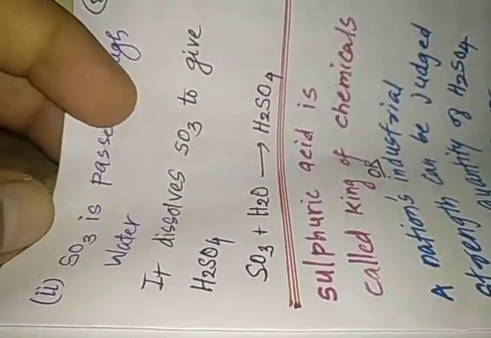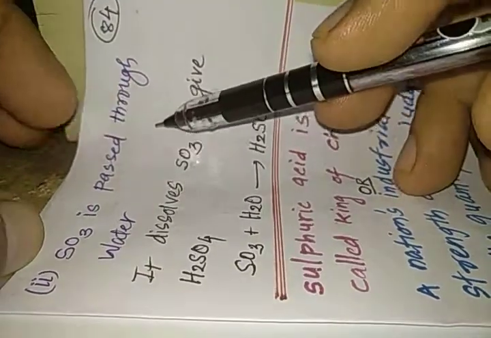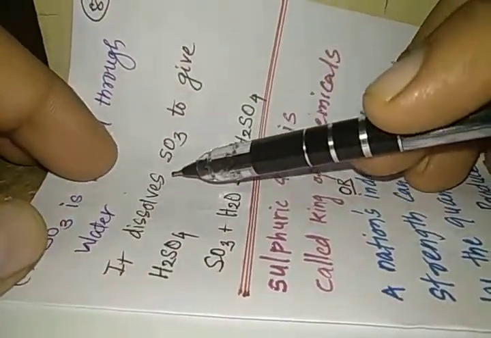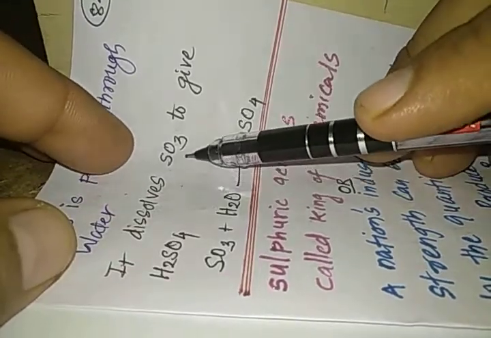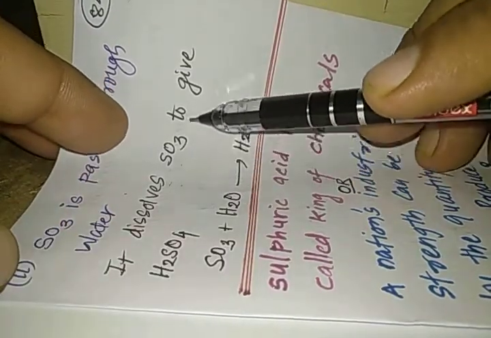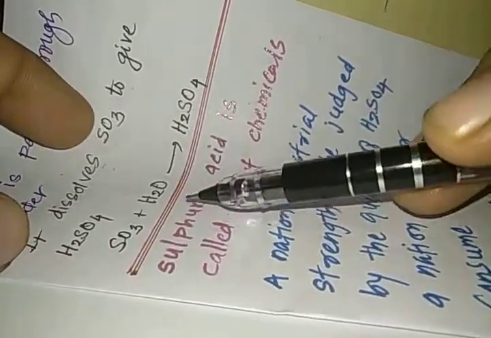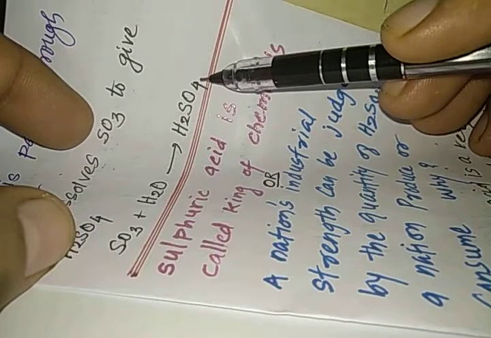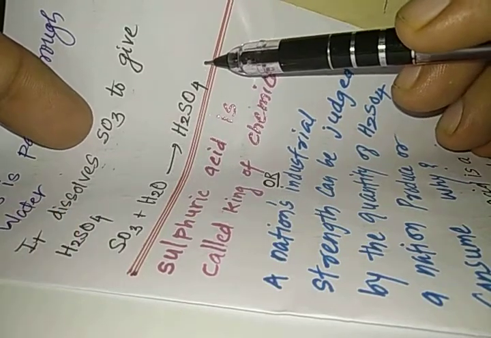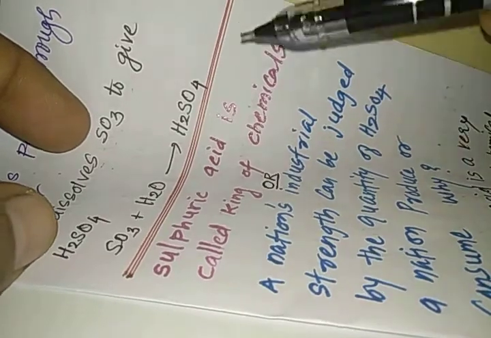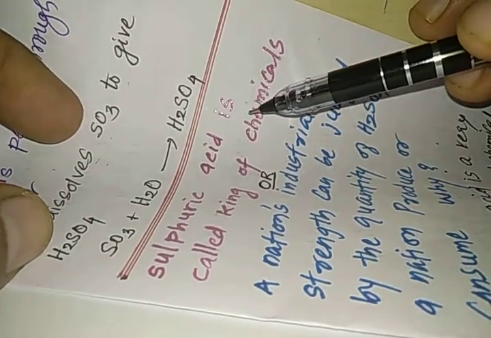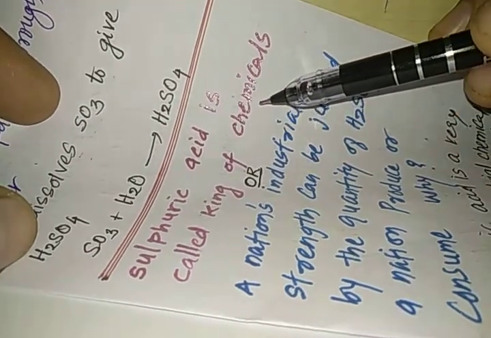Then, second, what happens when SO3 is passed through water? Water dissolves SO3 to give H2SO4. You can understand that SO3 plus H2O gives H2SO4. So this is how we can understand the various properties of sulfuric acid. Now we need to understand why sulfuric acid is called the king of chemicals.